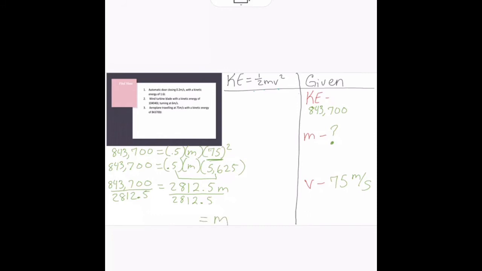And we end up with a mass being 843,700 divided by 2,812.5. Yep, this is exactly what I was talking about. So we end up with 299.98. So we're stopping right here. And that is our mass.